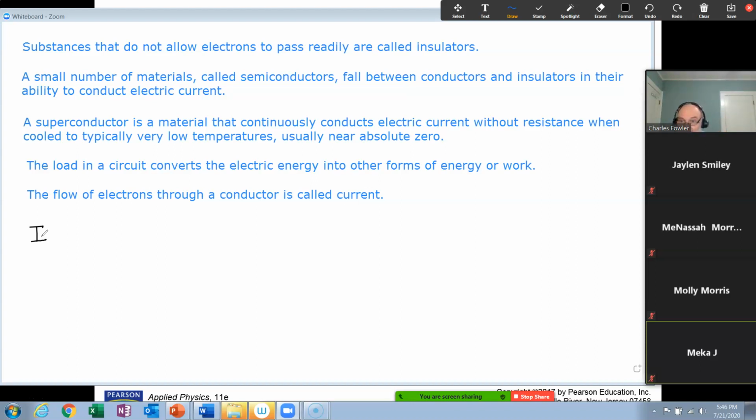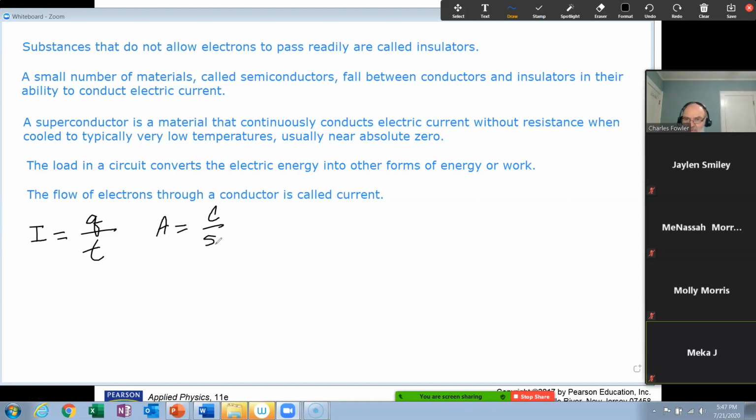Okay, current is I. I can't get my pen. There it is. And current is charge, and usually charge is represented by Q, per time. The charge per unit time. Current is equal to charge per unit time. The units for that would be ampere equals coulombs per second. Ampere, capital A, because it was named after Louis Ampere.